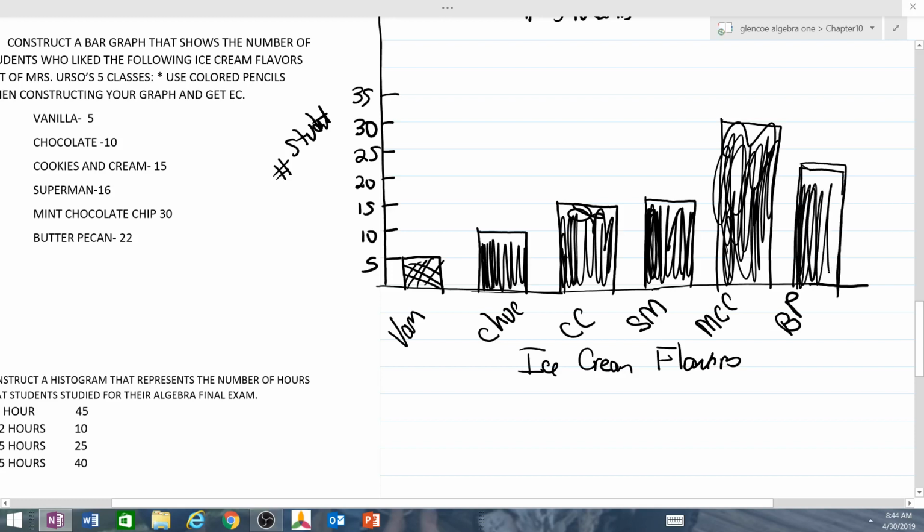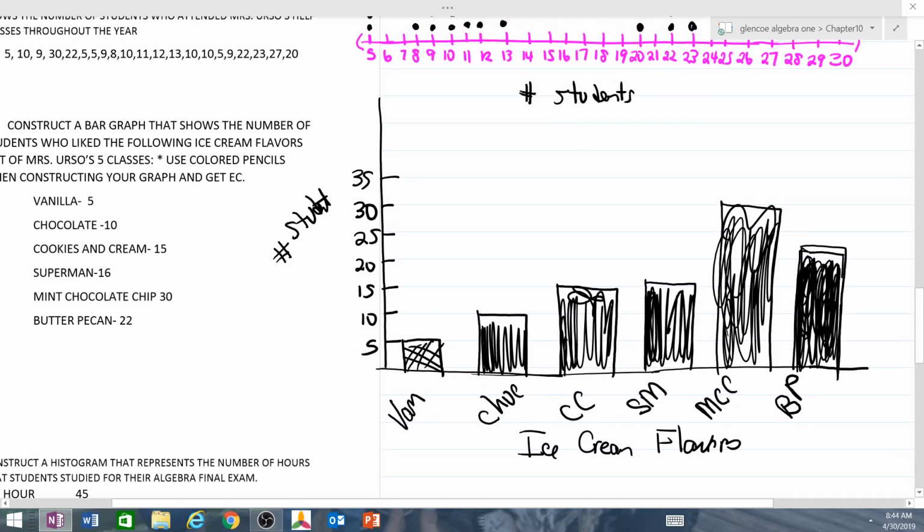So remember, when you're making a bar graph, the bars are not connected and you do not use intervals. That would be a different type of graph. That's called a what? A histogram.